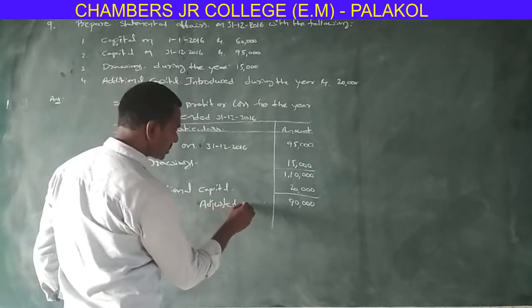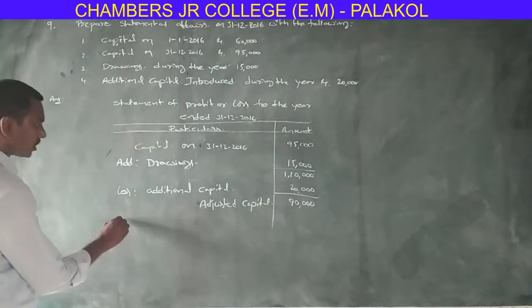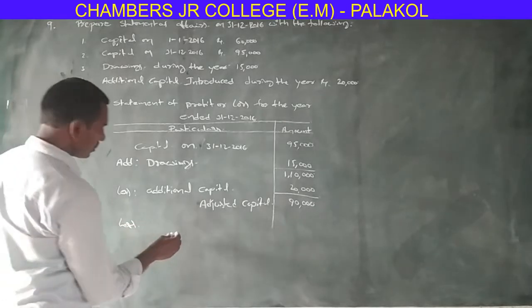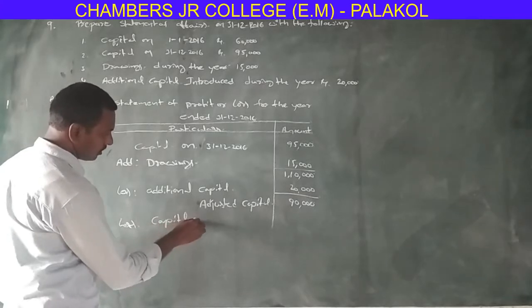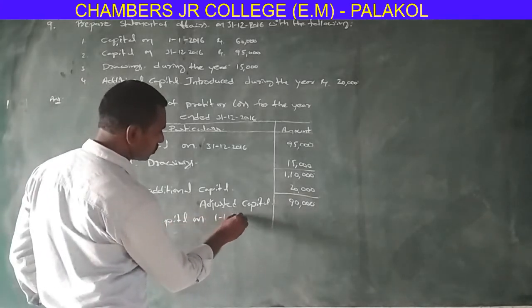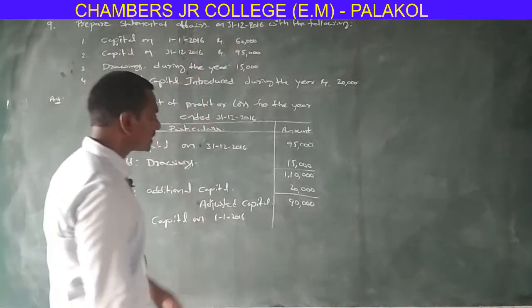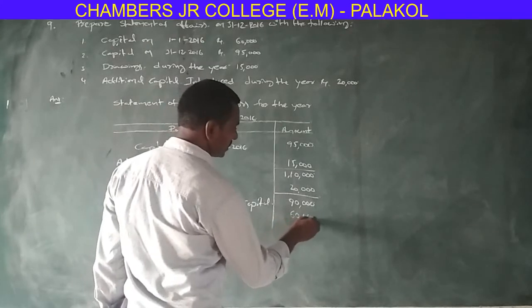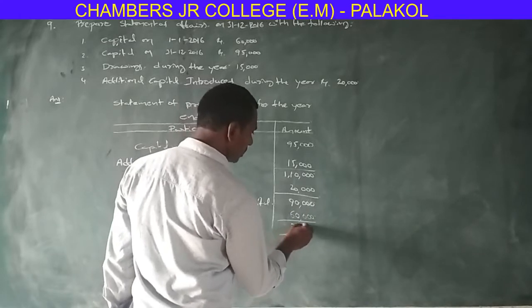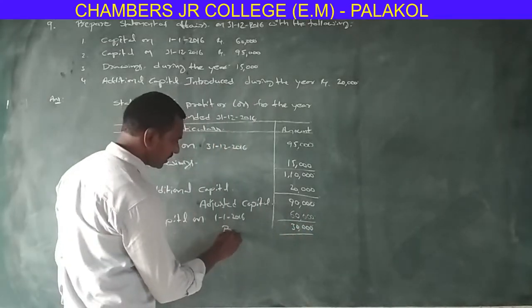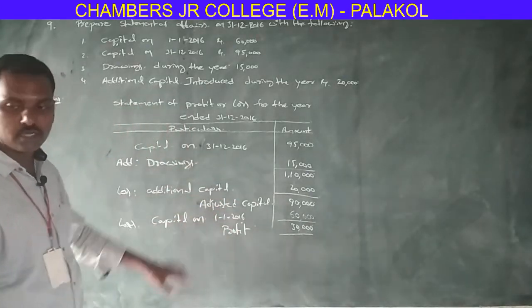Adjusted capital. Now less the amount of opening capital. Capital on 1/1/2016, that is opening capital, rupees 60,000. 90,000 minus 60,000 is equal to 30,000. This is profit. In single entry system, this is the first model.